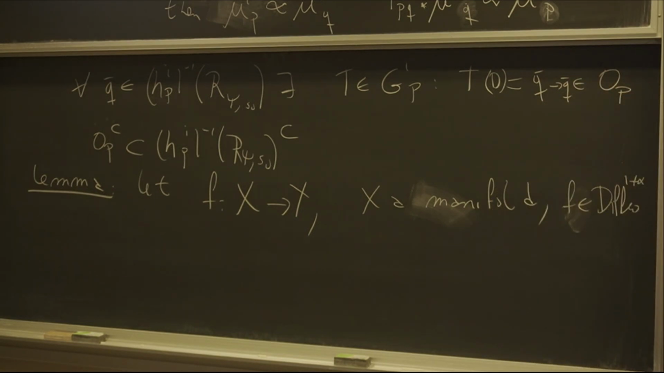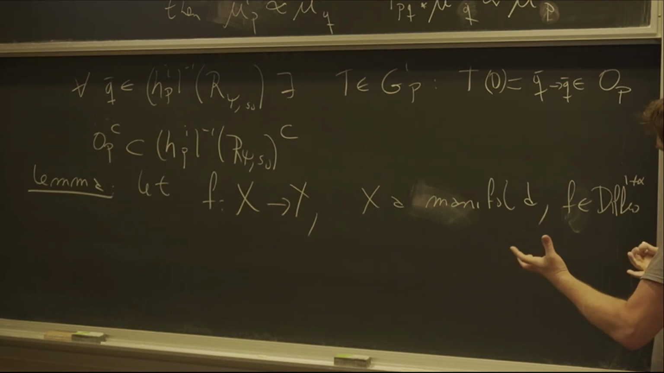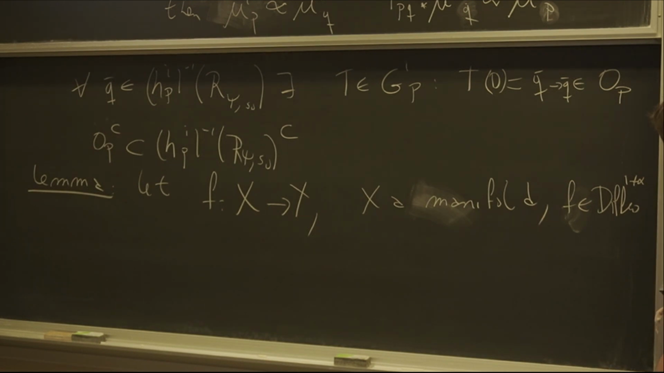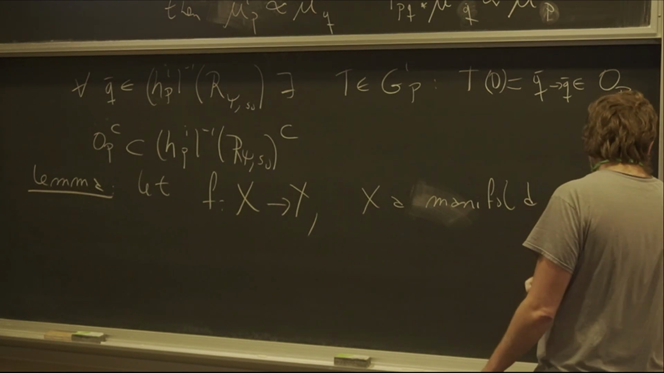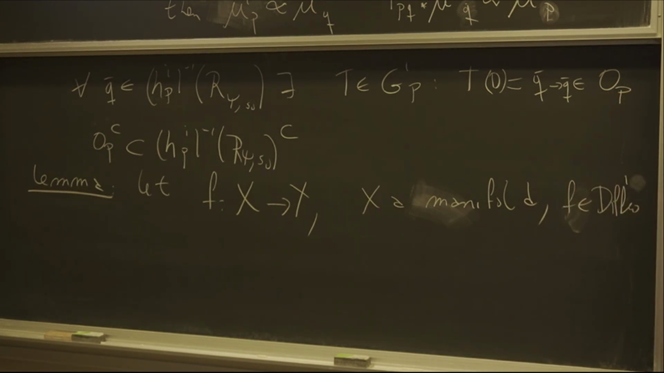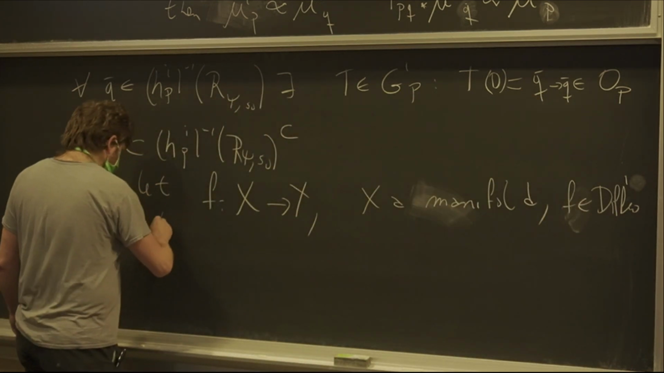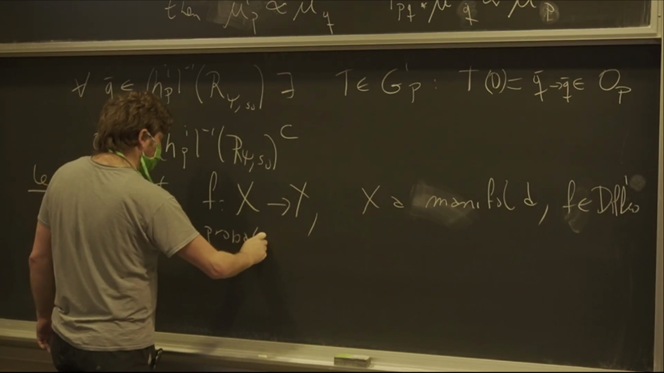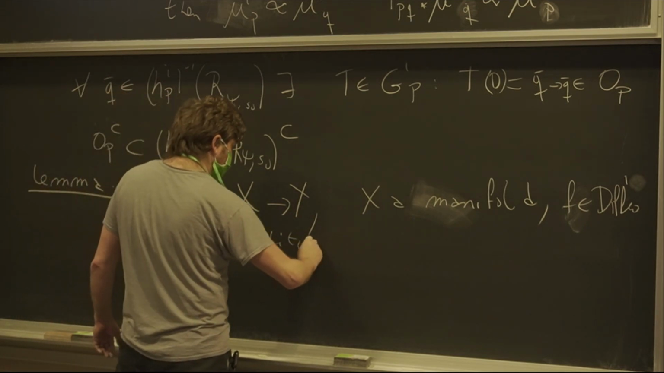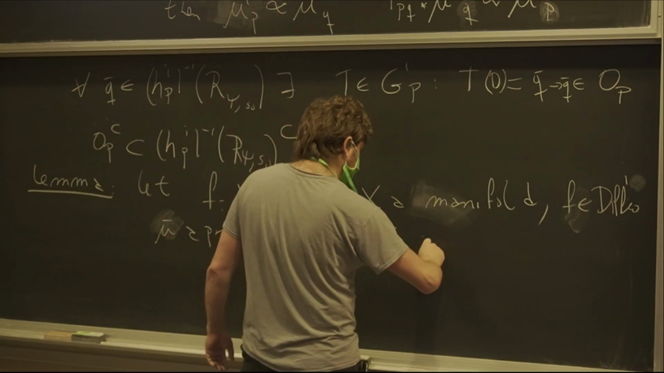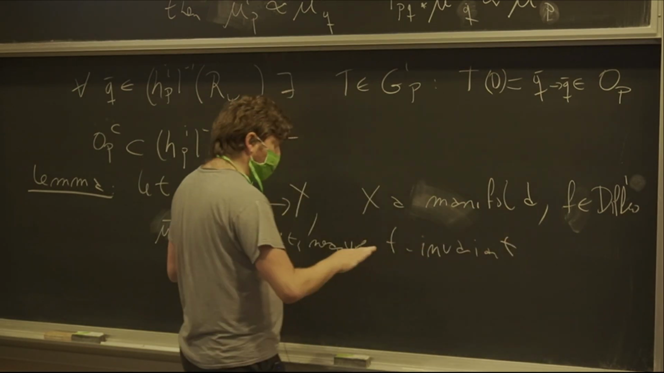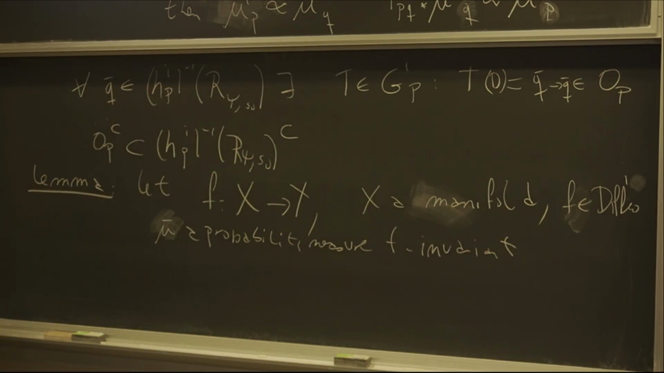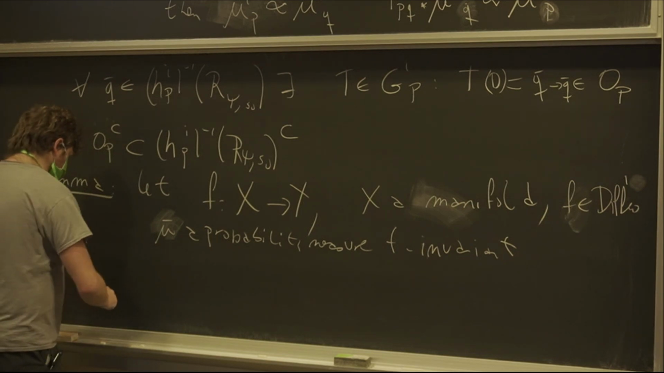Unless it could be only C1 if you have the unstable foliation, which we are essentially assuming. So C1 is enough, but I need to assume that mu bar is a probability measure, F invariant. I don't want to assume ergodic, so I'm not assuming ergodic.